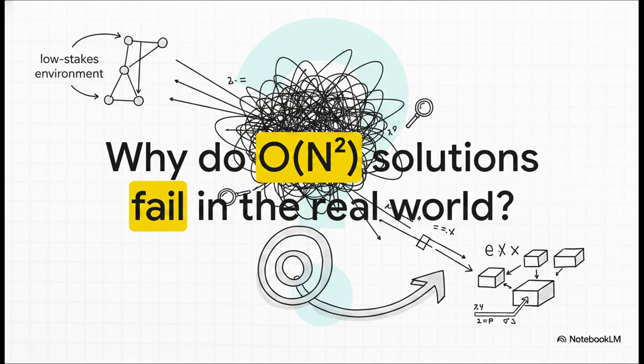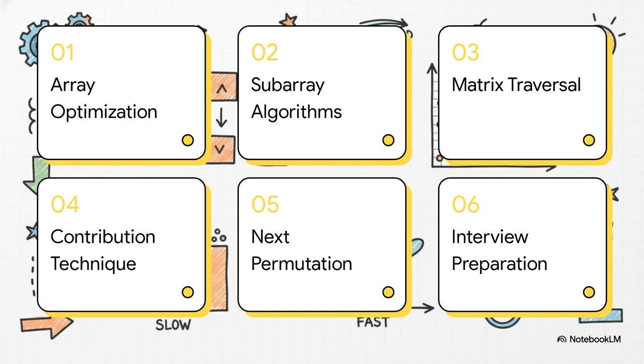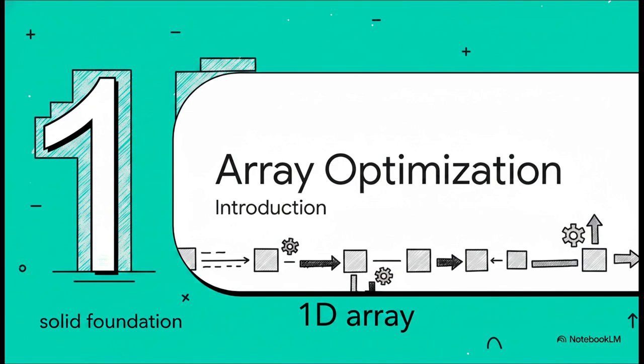We have to train our minds to look for the shortcuts, the mathematical properties and auxiliary data structures that let us bypass redundant calculations entirely. Here is our roadmap for today. We'll start with an intro to array optimization, move into mastering subarray algorithms, tackle 2D matrix traversal techniques, uncover the matrix contribution technique, figure out how to find the next permutation, and wrap it all up with some solid coding interview preparation. All right, let's jump straight into Section 1, an intro to array optimization.